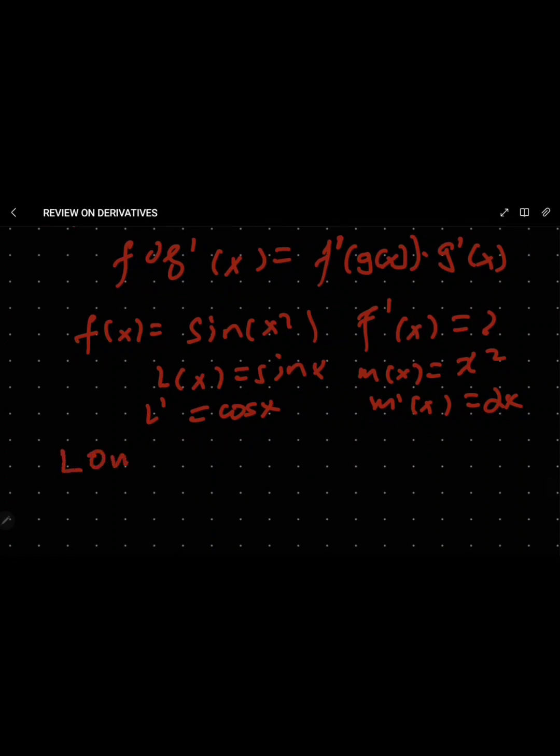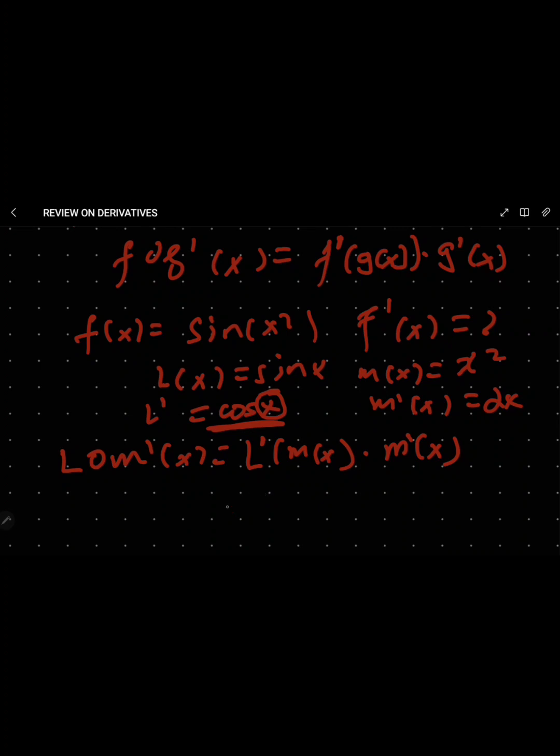So L of m derivative of x is equal to L derivative of m of x times the m derivative of x. This is very important. You need to know this. So how much is this? This is L derivative, and L derivative of x is cos x. But what is L derivative of m of x? Instead of this x, you are using m. So that is L derivative times what?